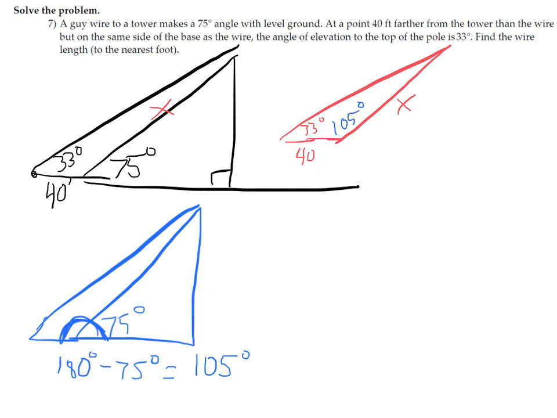We now have 3 pieces on our triangle. We can find our third angle because 180 degrees minus 33 degrees minus 105 degrees will be our third angle. I don't know what to call it. Let's call it alpha. So that will be 42 degrees.